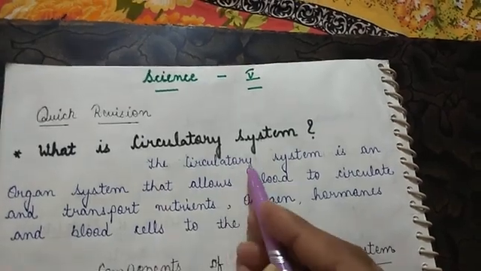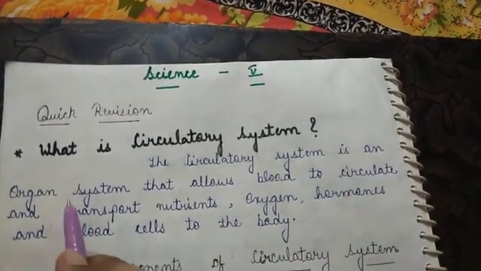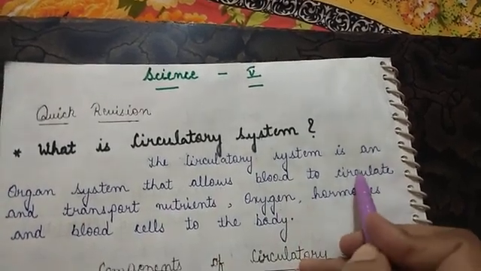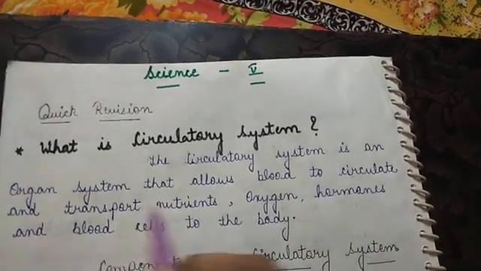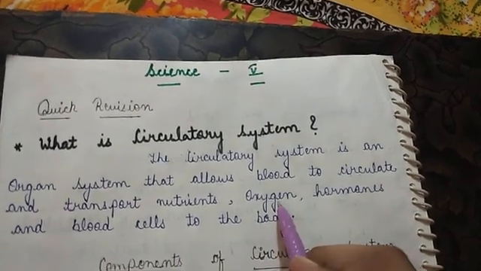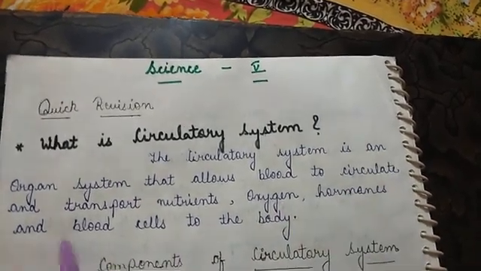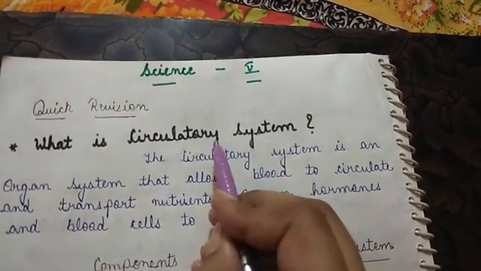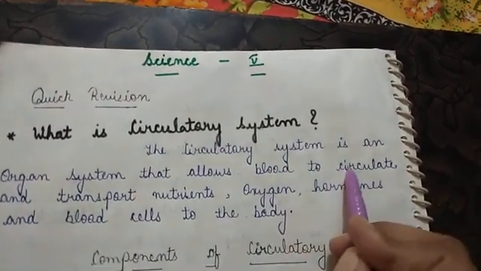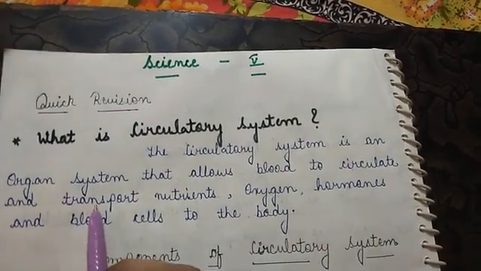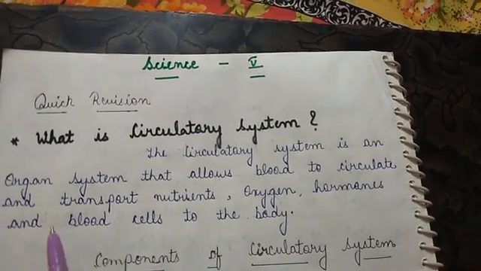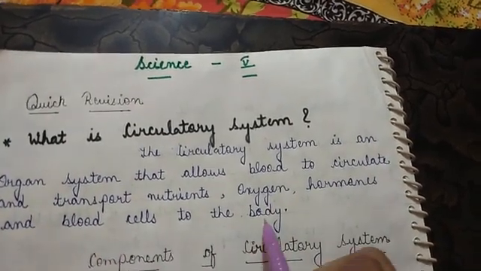The circulatory system is an organ system that allows blood to circulate and transport nutrients, oxygen, hormones and blood cells to the body. What does it allow? It allows blood to circulate and transport nutrients, oxygen, hormones and blood cells to the body.